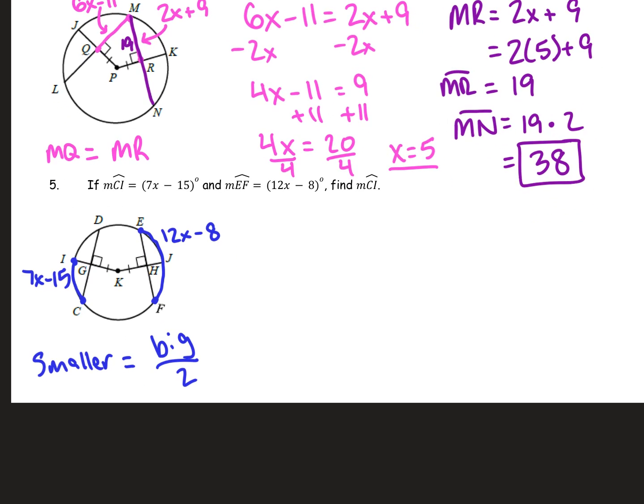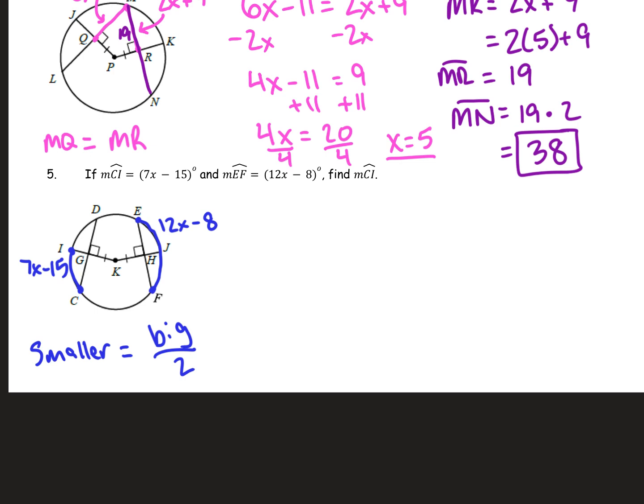It is possible that maybe in the future you want to work with the bigger arc and times it by 2. Or wait a minute, maybe you want to work with the smaller arc and just do times 2 to equal out to the big arc. Maybe. But if we use this formula as our guide for this problem, this will work. 7x minus 15 is my smaller arc in this case. And this is going to be equal to 12x minus 8 divided by 2.